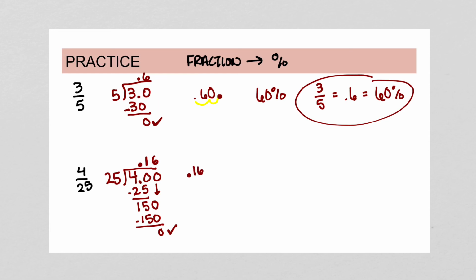So I know that my answer is 0.16. Now I've got it to the decimal. I need to turn it into a percent by moving that over 2 places, because that's what happens when I multiply by 100. And what I found is it is 16%. So we've discovered that 4 divided by 25, or 4 over 25, 4/25ths, is the same thing as 0.16, which is the same thing as 16%.